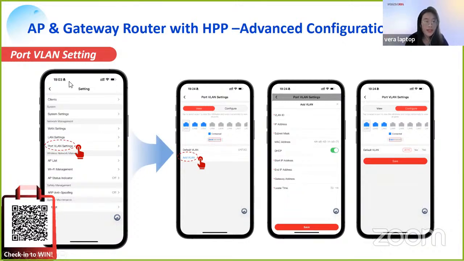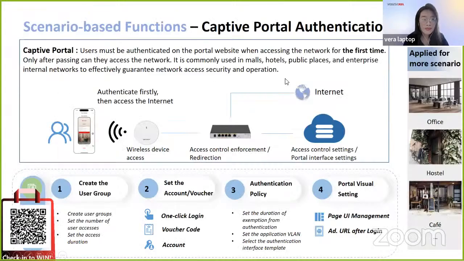For the port VLAN setting, we can choose to set the port of the VLAN and add the VLAN, do the modifications, do some configurations, and check the details. Here, this is the function we mentioned before this course started, called captive portal authentication, for scenarios like the hotel, like the coffee shop.